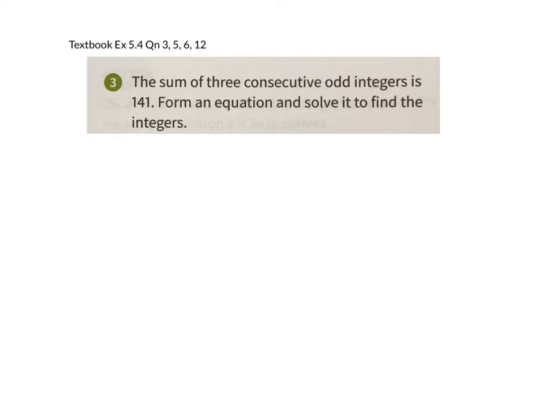Sec 1 Chapter 5 Exercise 5.4. Now this question number 3, the sum of 3 consecutive odd numbers is 141.